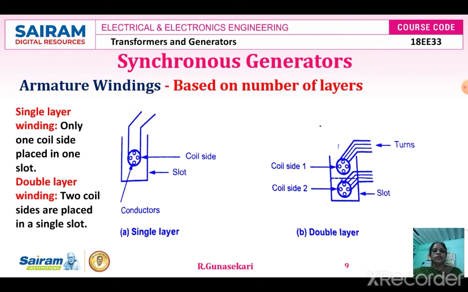Double layer winding means 2 coil sides are placed in a single slot. Now you see the slot, coil side 1, coil side 2. Both are in the slot, but each coil side has a different number of turns. So this is the single layer winding and double layer winding.